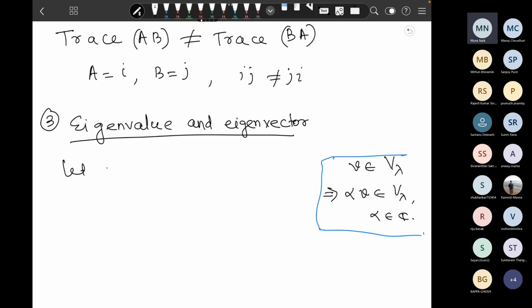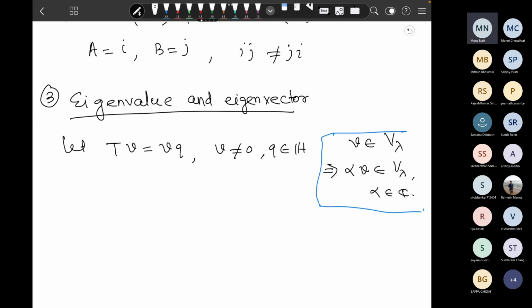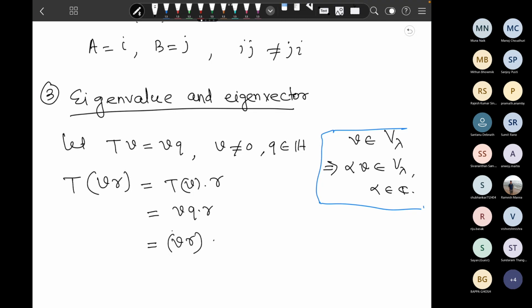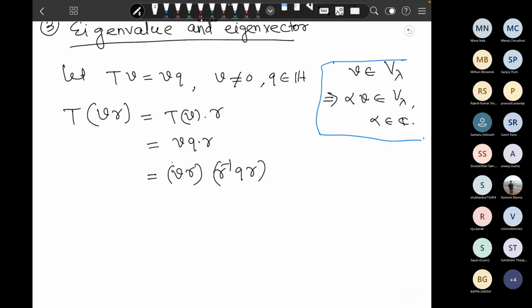So let Tv equal Vq, v not equal to 0, and q belongs to H. Now I want to see whether Vr is an eigenvector with respect to eigenvalue q. So I apply T on Vr. By linearity I get Tv dot r. Tv is equal to Vq dot r, so I write it a little differently as Vr and r inverse qr. So r inverse qr may be different from q.